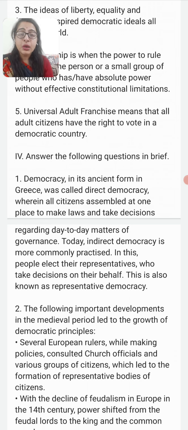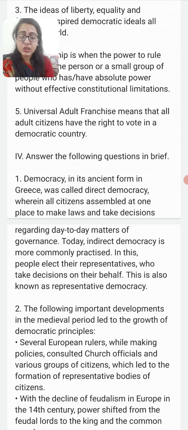But today, indirect democracy is more commonly practiced. We practice mostly indirect democracy. So, in indirect democracy, we elect our representatives. In this, people elect their representatives, and those representatives take decisions on their behalf. This is also known as representative democracy.